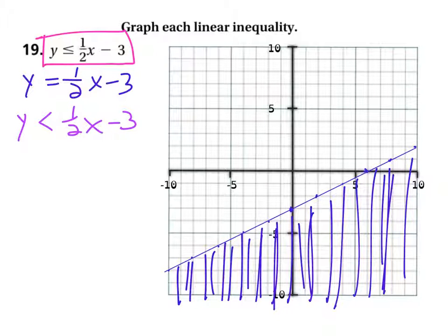So any point in that shaded area should work. So notice that 0, 0 is not part of the solution. And so we can test 0, 0, and it should actually work out to be a false statement if it doesn't fall in the shaded region.